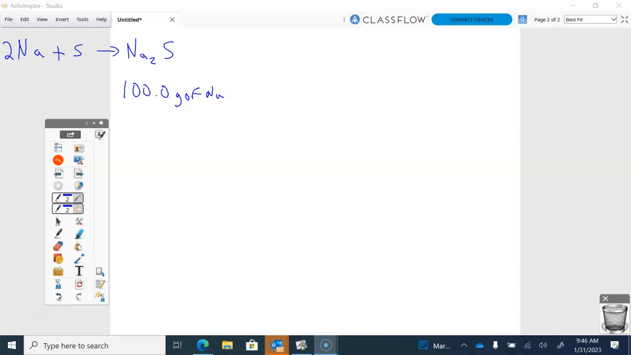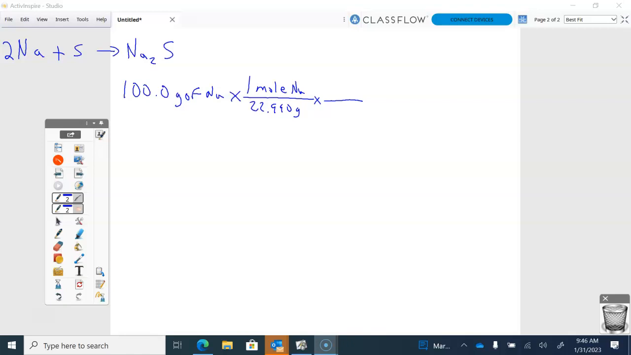So times 1 mole. For 1 mole, it is 22.990. You got that right off the chart. That turns me into moles of sodium. That's not where I want to end up, but I want how many grams of sodium sulfide I have. So what's the next step?